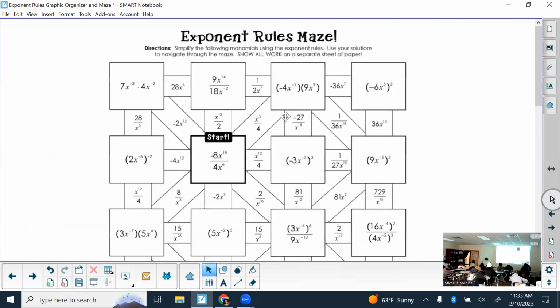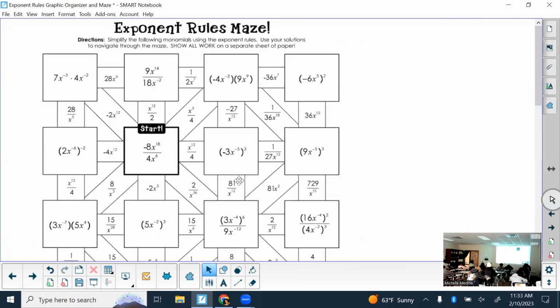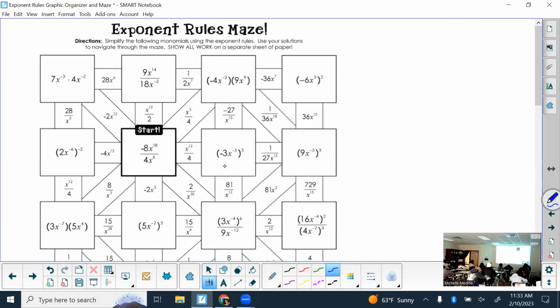So for example, the one that's on my start is this. What's -8 divided by 4? -2. You do what with the exponents? What's 18 minus 6? All right, now to know where you go next, you see which answer it matches. Did I mess something up? I just don't see it. Oh, there it is. So then that tells me I go this way.